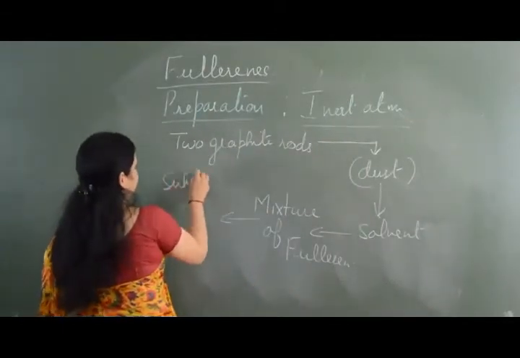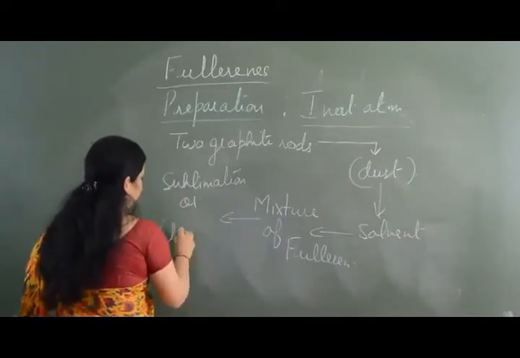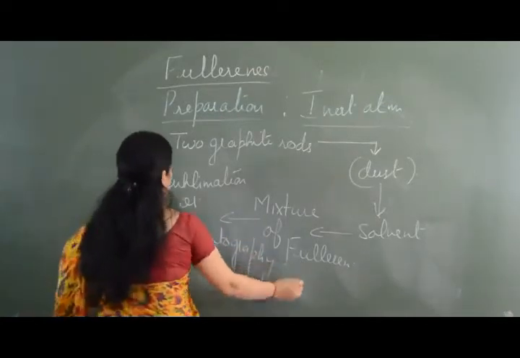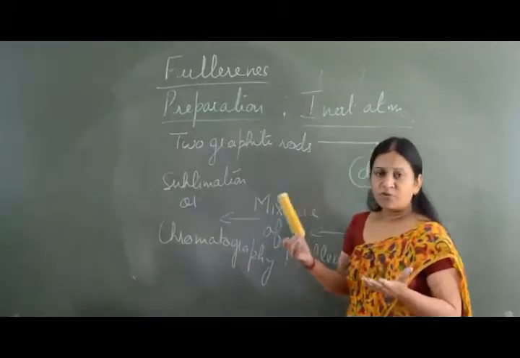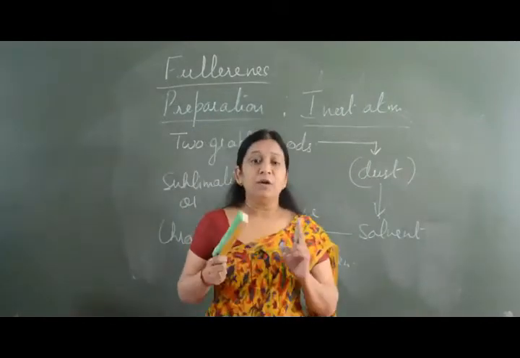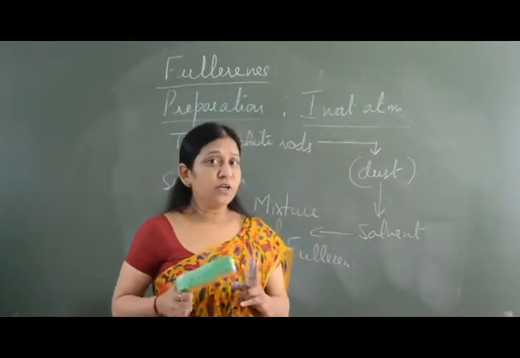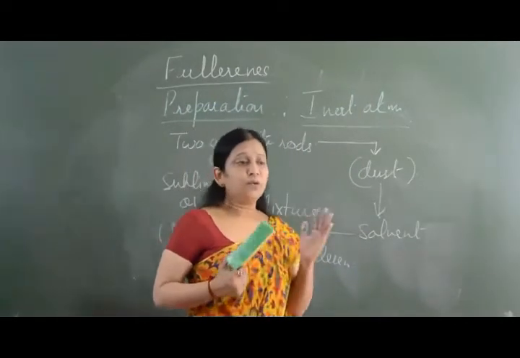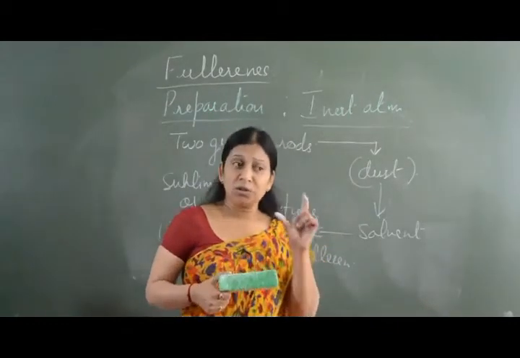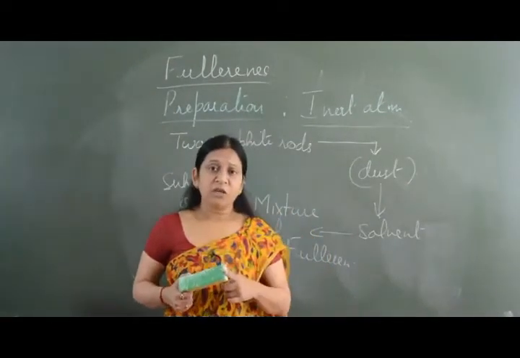So it is separated by sublimation or by chromatography. This is the whole process of formation of fullerenes. We take two graphite rods and produce an electric spark in an inert atmosphere. Why do we use an inert atmosphere? Because otherwise it is going to react with oxygen, forming either carbon monoxide or carbon dioxide, because the basic component present in fullerenes is carbon.